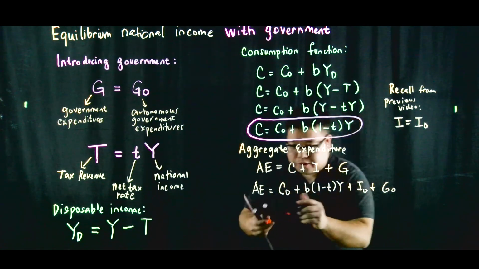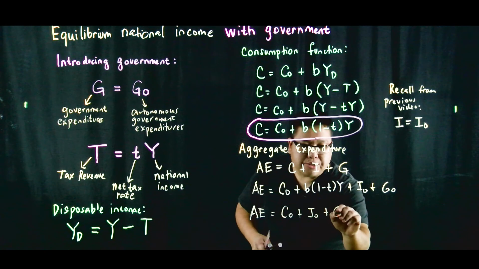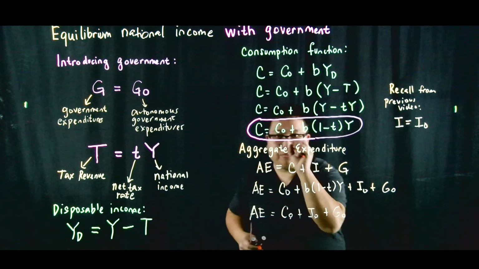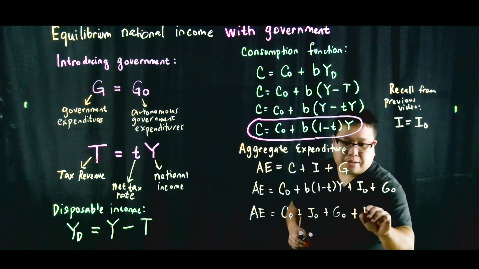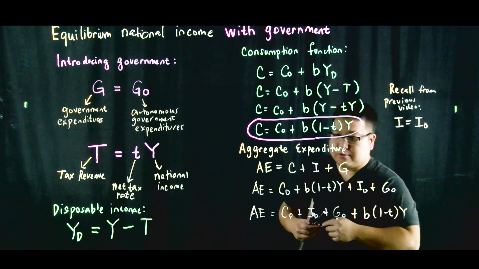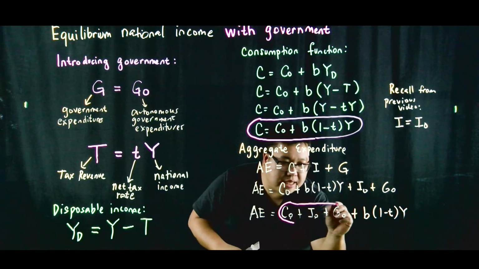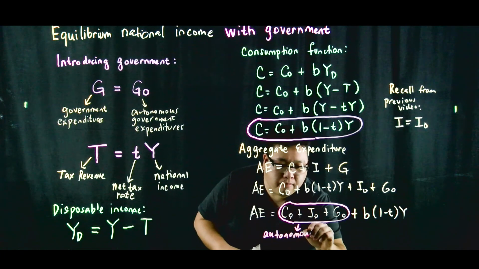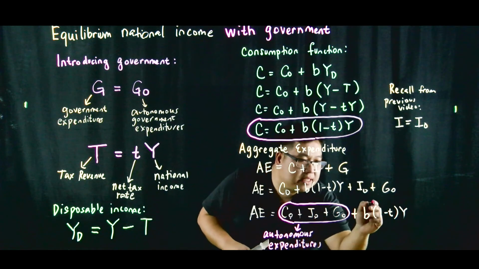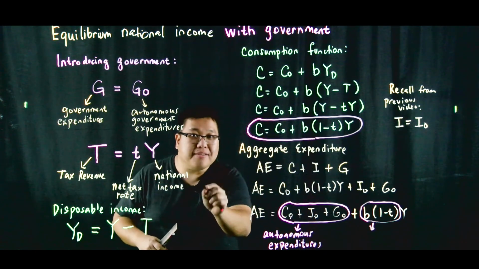Let's collect terms. We have AE equals C plus I plus G. Note all the terms with a subscript 0. These are all autonomous expenditures, plus B times 1 minus t times Y. So let me just encircle this. All of this, these are the autonomous expenditures. And this term right here, B times 1 minus t, is the marginal propensity to spend.